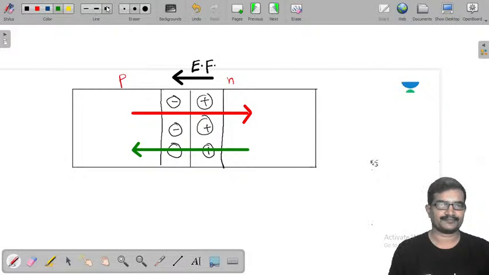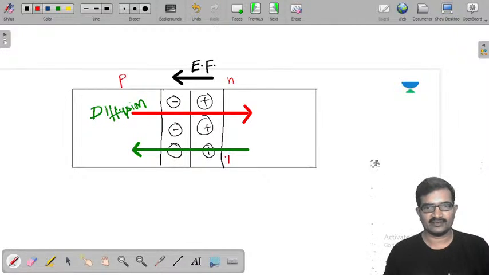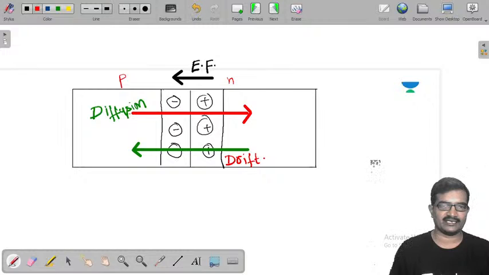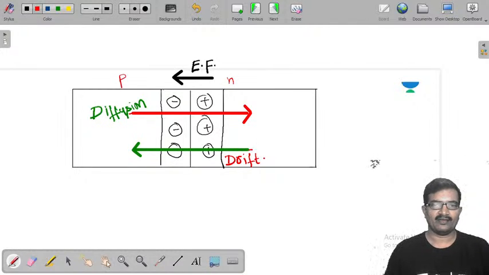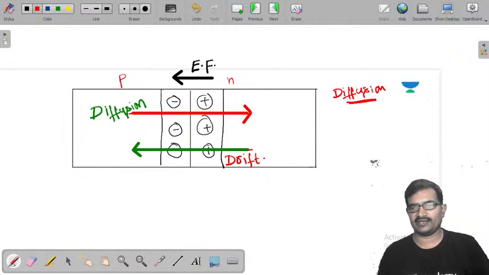This is the drift current, sorry, diffusion current it is, and this is the drift current. Okay sir, this is the diffusion current, this is the drift current. Initially this is a high value, somewhere here is your diffusion current, high value, and somewhere here is your drift current.